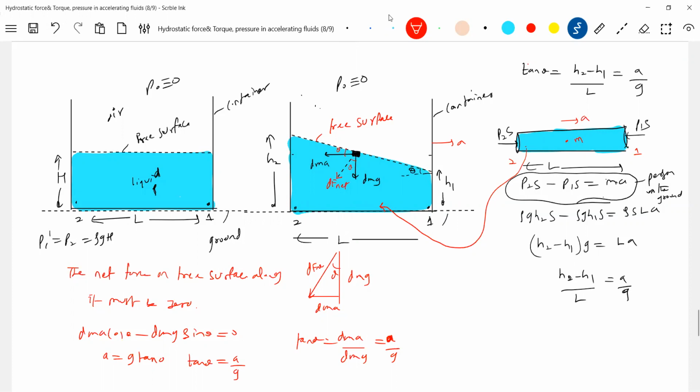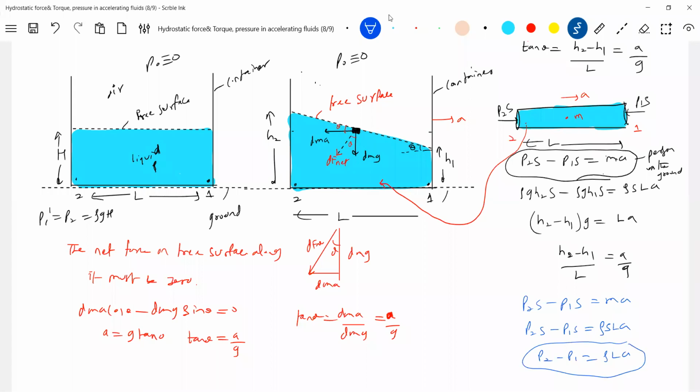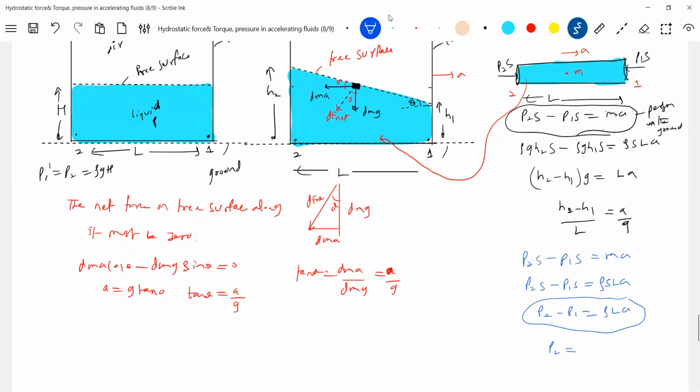So therefore, shall we have the pressure variation? I'll go back to the other very important one. P2S minus P1S is equal to MA. What is M? Rho S L into a. So P2 minus P1 equals rho L a. You see, one more manometric equation I'm bringing. And this is P2 equals P1 plus rho L a.